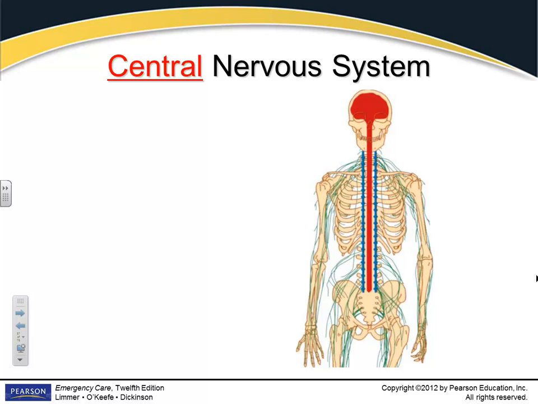Okay, next body system, the central nervous system. What makes up the central nervous system? The brain and the spinal cord. Just the things right here in red. The brain and the spinal cord is the central nervous system.